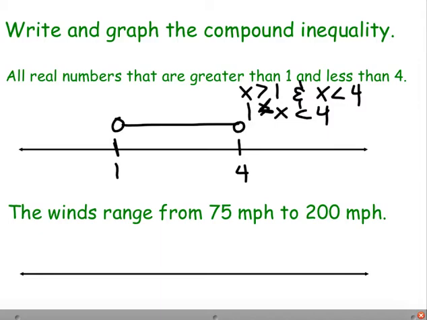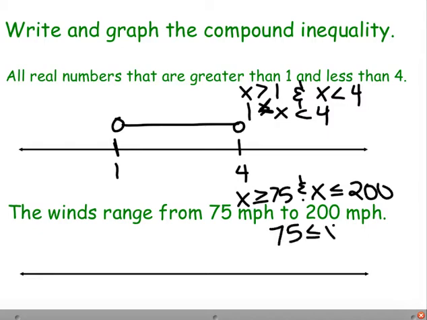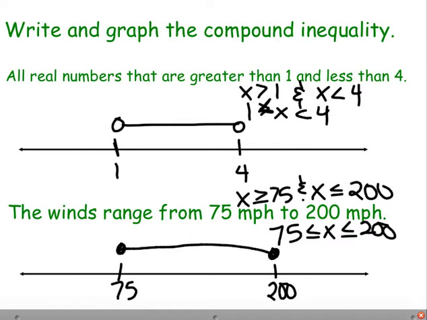Okay, the winds range from 75 miles per hour to 200. That means I have an x that is greater than or equal to 75, but an x that is less than or equal to 200. We can combine this to say 75 ≤ x ≤ 200. And I include 75 and 200 because those exact wind speeds are possible.